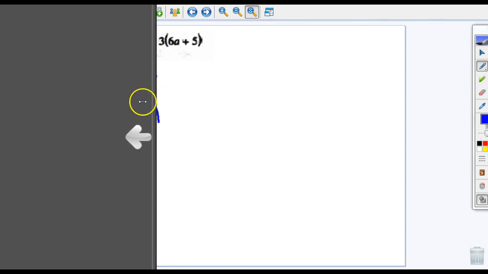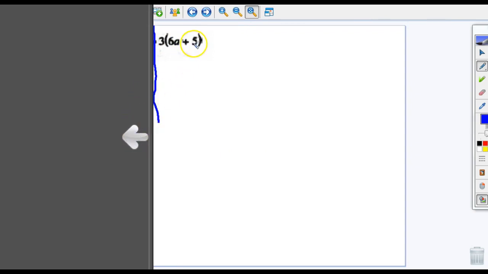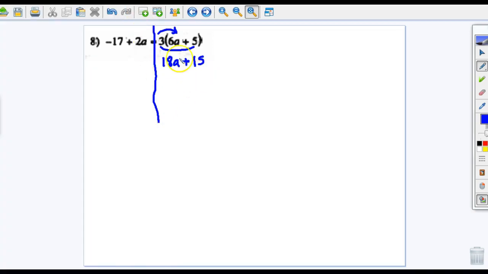Here I have some parentheses, right? So I need to use my distributive property to remove my parentheses. I have 3 times a 6a. 3 times 6 is 18, and my a tags along. Then I have a 3 times a positive 5. 3 times 5 is 15. It's positive. So now I have this side that I can just bring down. I'm not doing any changes to it. And I have my side on the right.